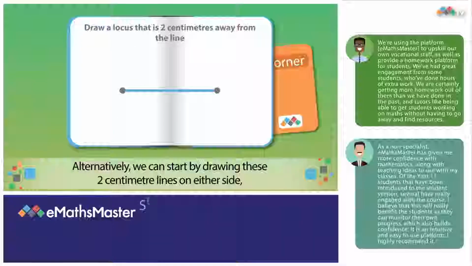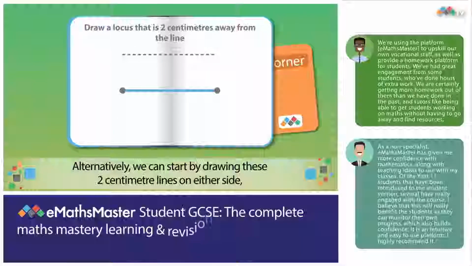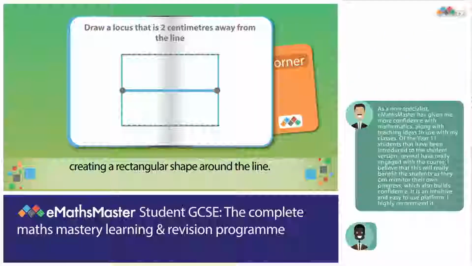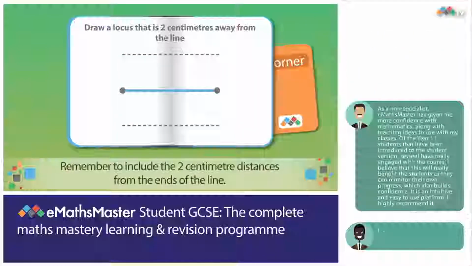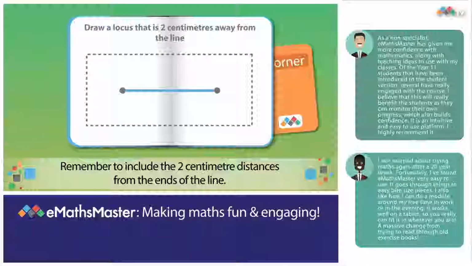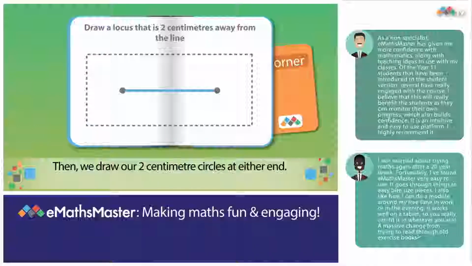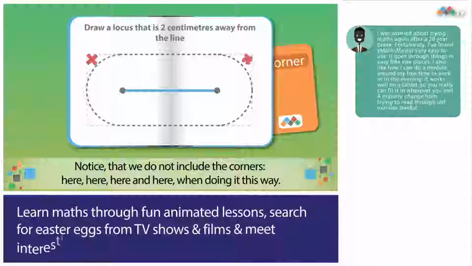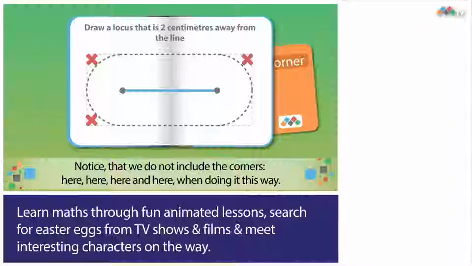Alternatively, we can start by drawing these 2 centimeter lines on either side, creating a rectangular shape around the line. Remember to include the 2 centimeter distances from the ends of the line. Then, we draw our 2 centimeter circles at either end. Notice that we do not include the corners, here, here, here, and here when doing it this way.